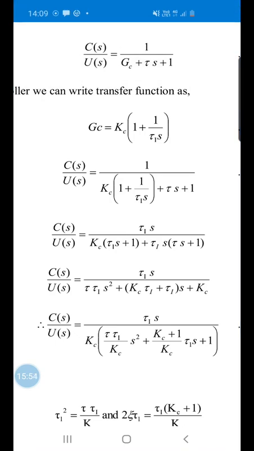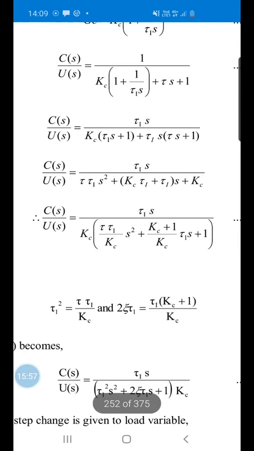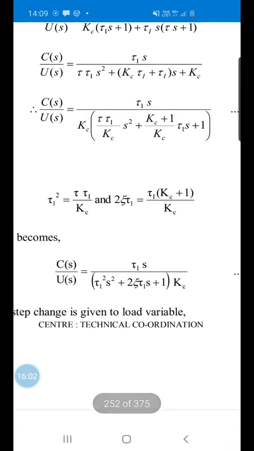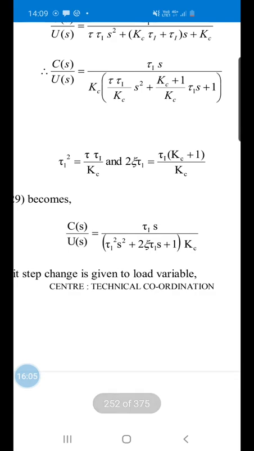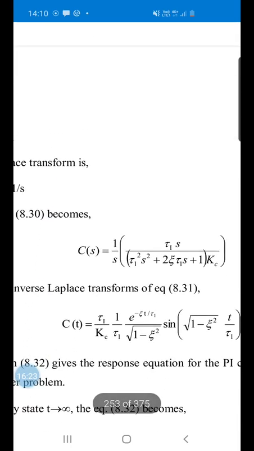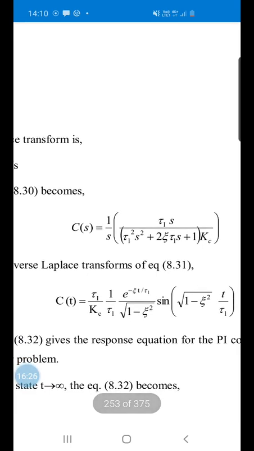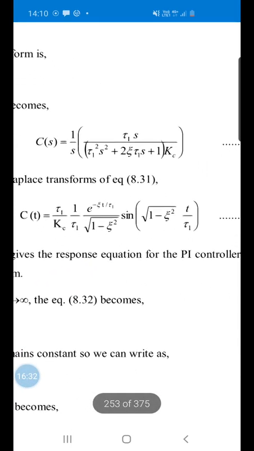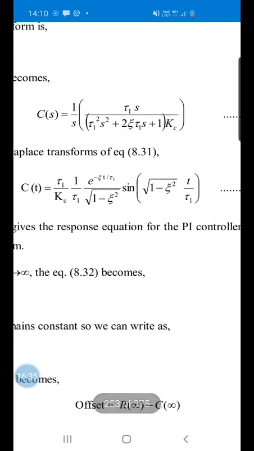You will solve this equation and bring it into the form of a second order system, where now you can write tau 1 square and twice zeta tau 1, because there is no tau. So we can write tau 1 is equal to this and twice zeta tau 1 is equal to this. Introducing into the equation, C of s by U of s becomes equal to tau s upon tau 1 square s square plus twice zeta tau 1 s plus 1, into Kc. So now C of s you can find out. This will be the equation, and you have to take the inverse of these terms.